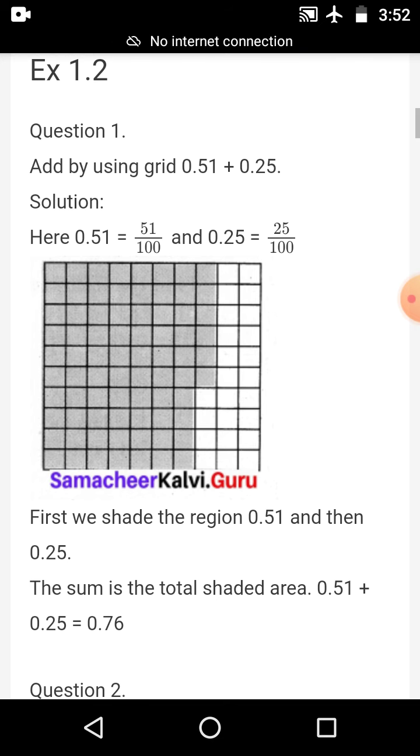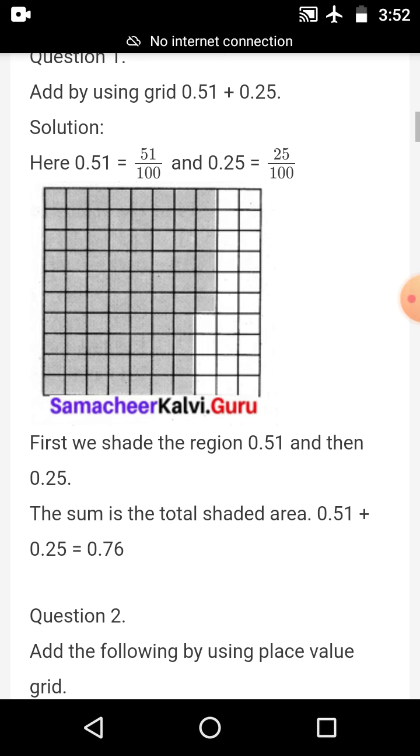0.51 plus 0.25. We have to do the solution like this. Here 0.51 means 51 by 100 and 0.25 means 25 by 100. You know it very well. Draw a grid like this and shade these portions. 51 plus 25 is 76. So the answer is 0.76. Shade this portion and write this.